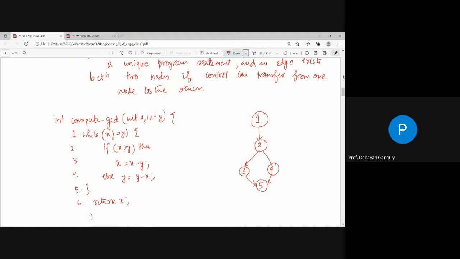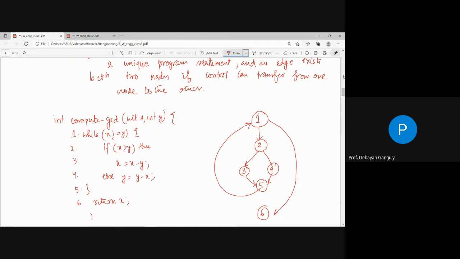And since this is a while loop, it will be evaluated until and unless this particular condition is false. So this goes back there, and it may be possible that the while condition in the first step is false, then it will return x. So it will be like that. This is nothing but the control flow diagram of a particular example.